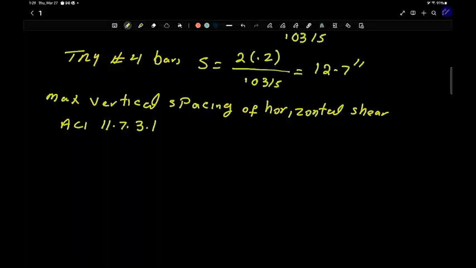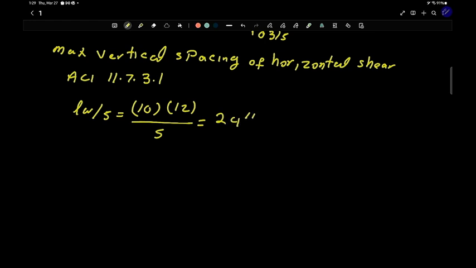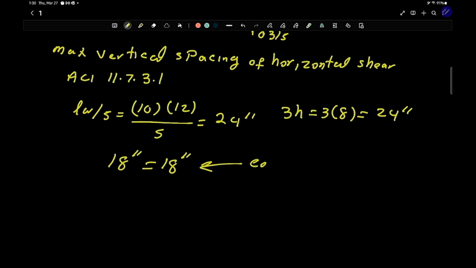So let's go back to the writing here. We had lw divided by 5, and that is 10 times 12, make it an inch, and divide that by 5. That will give us 24 inch. The second one was 3 times h, which was 3 times 8. That's also 24 inch. And the third one was 18 inch. And this one controls, the least of all these three.